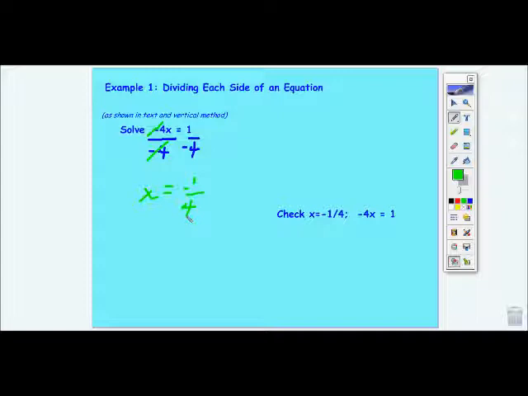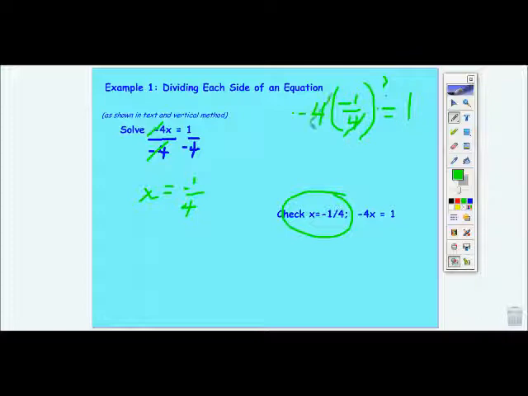Now it is always good when we are solving for a variable, and you could do this in the addition and subtraction as well, to go ahead and check by substituting it back in. So if I say negative 4 times my x, which I think is negative 1/4, that was my solution, does that in fact equal 1? Well, 4 goes into 4 one time. Those cancel out. And negative 1 times negative 1 equals 1. So yes, it did check out.